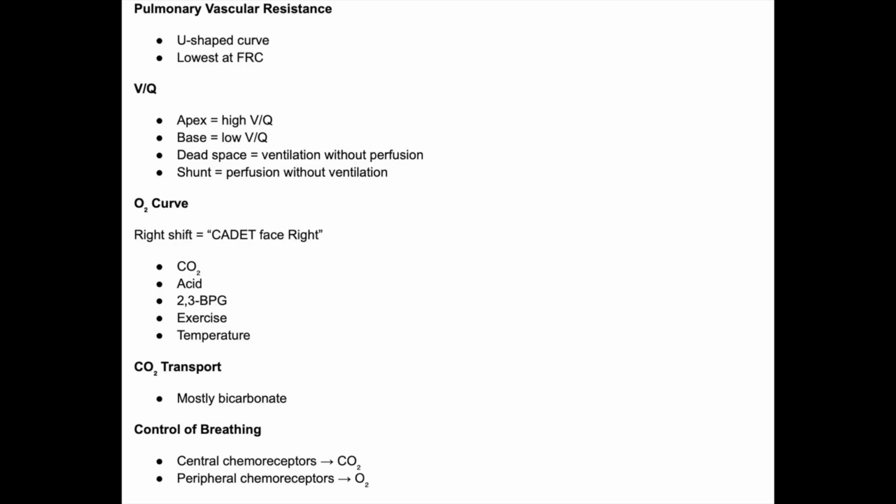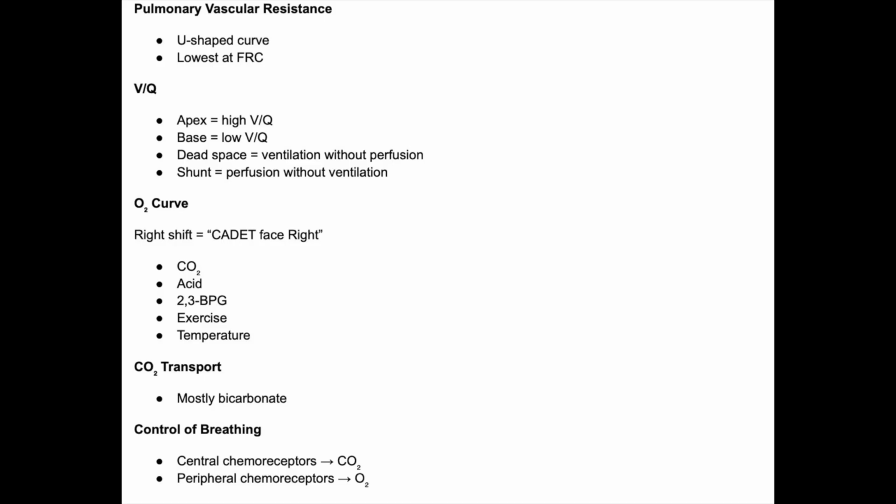The oxygen dissociation curve shifts right with increased CO2, increased acid, increased temperature, and increased 2,3 BPG. That right shift improves unloading to tissues, which is exactly what happens during exercise and altitude adaptation. Carbon dioxide transport is mostly bicarbonate. That means respiratory disorders directly influence acid-base status.